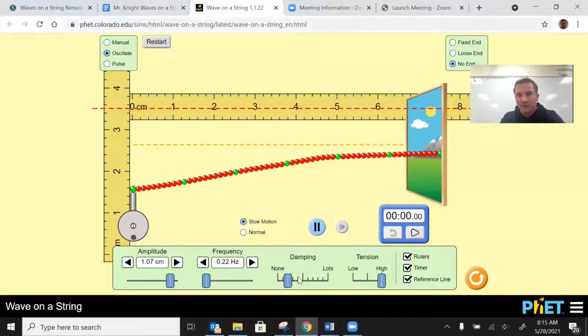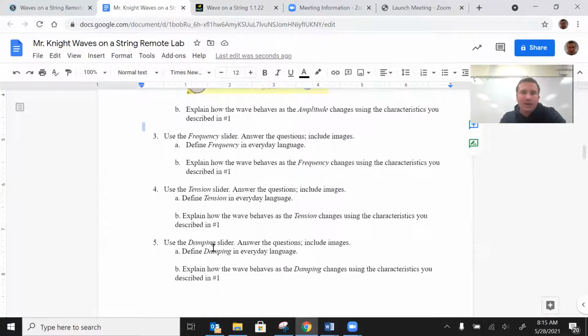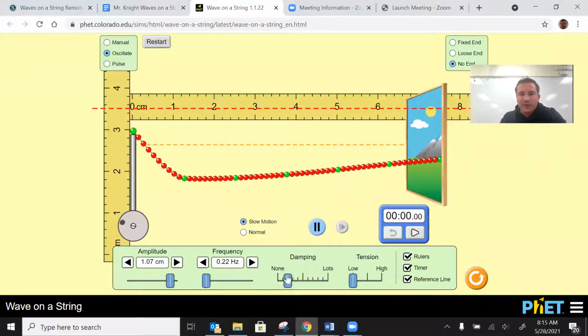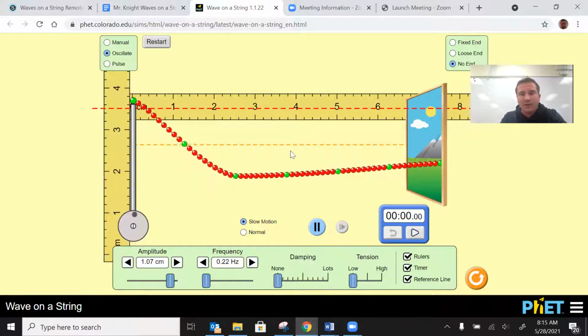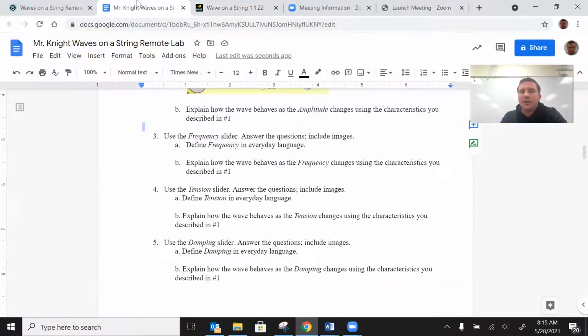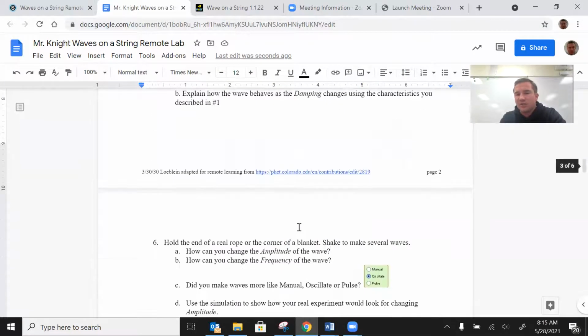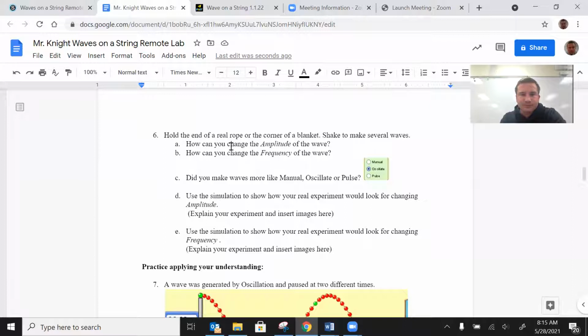Same thing with tension, right? We've got tension over here. Right now we have high tension. What happens if we have low tension? What does that change? And the last one we can mess with is damping. What if we have lots of damping versus no damping? I'm still in slow motion. Right? What does that do to the wave? So descriptions of all of those things that we can change at the bottom. That's what I want to see.